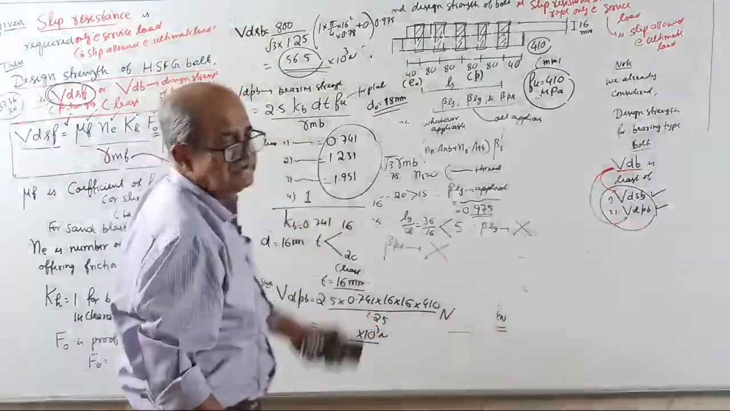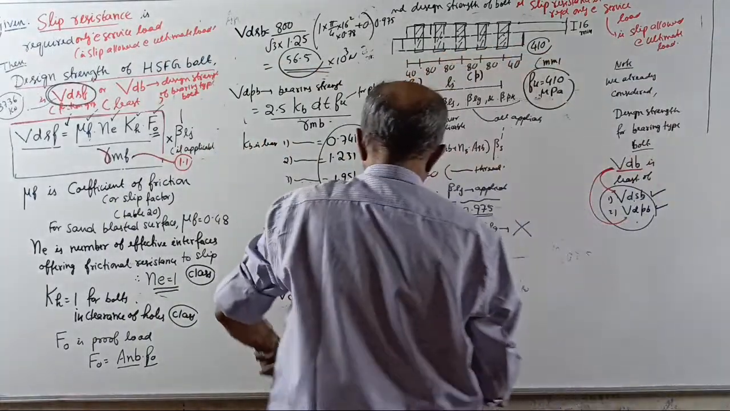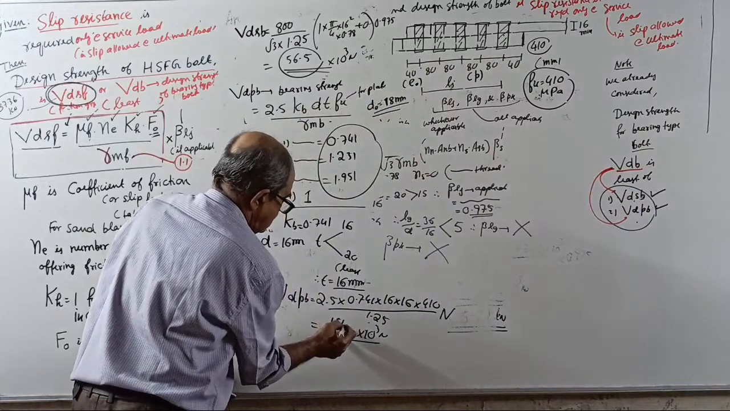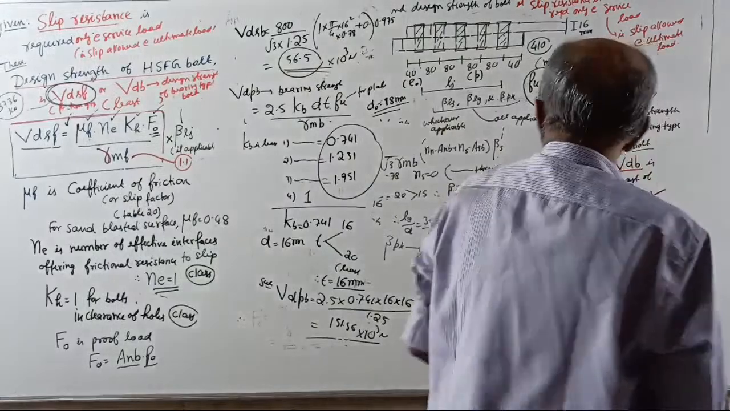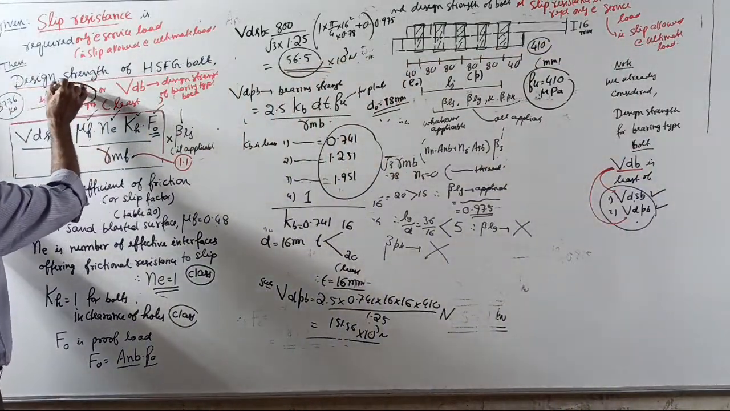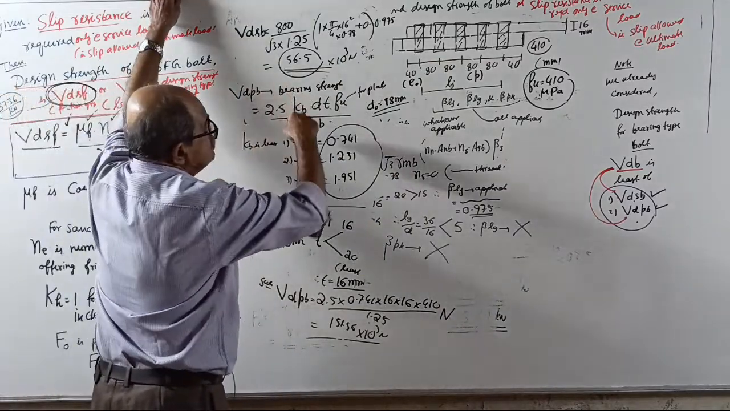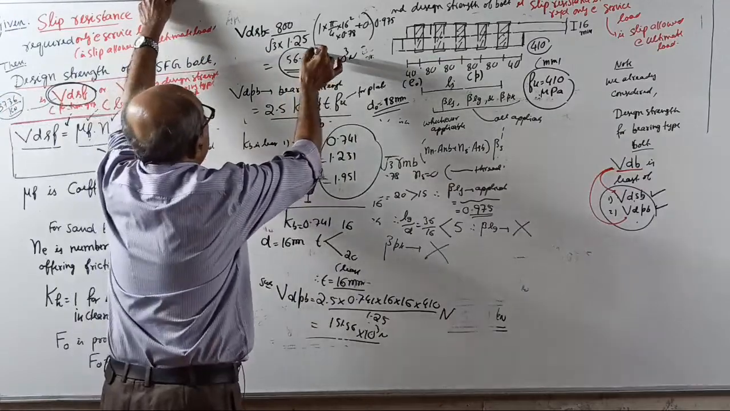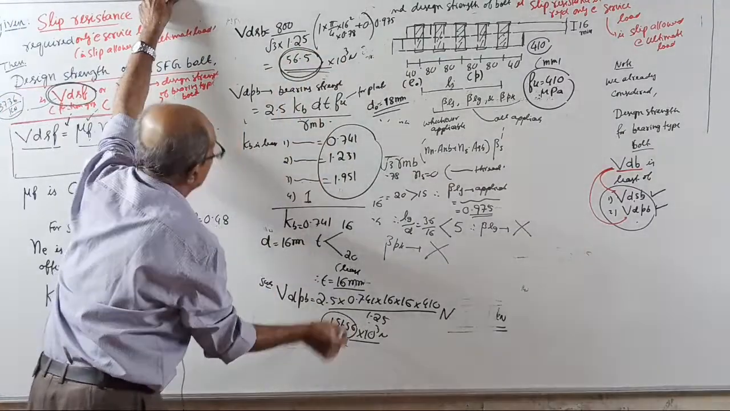Answer. Bearing strength will come: 151.56. Now, last step. We already found, based on friction, the answer is 33.36 kilonewton. When it changes to bearing type bolt, VDSB is 56.5, VDPB is 151.